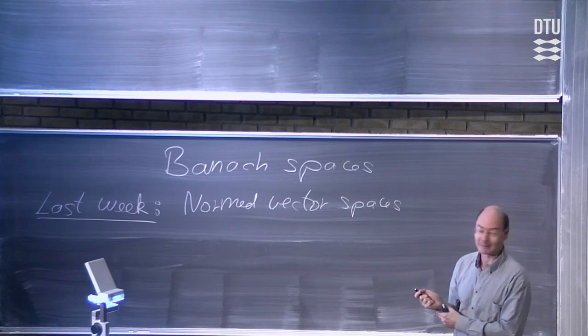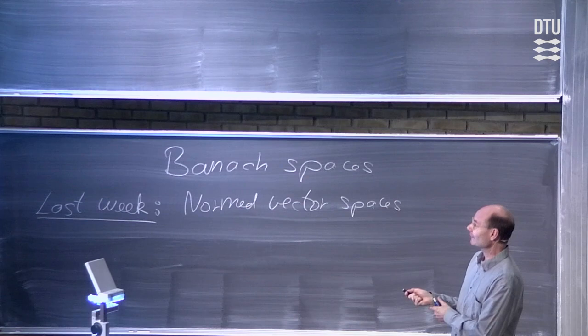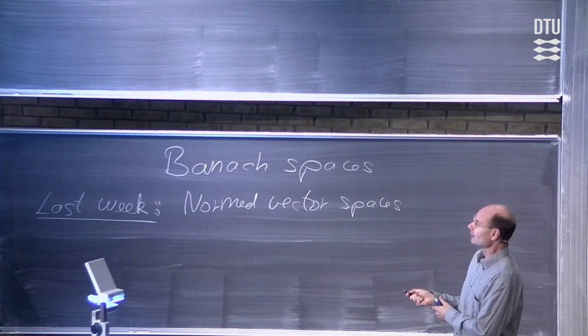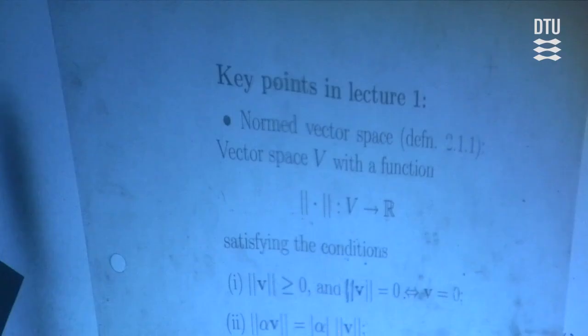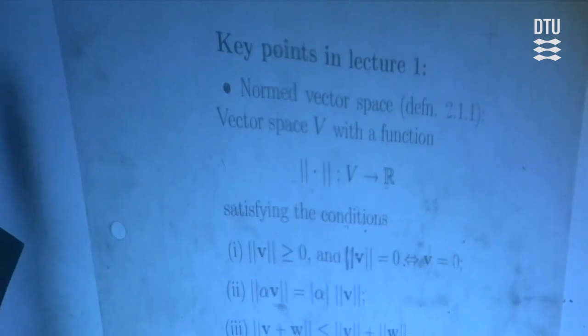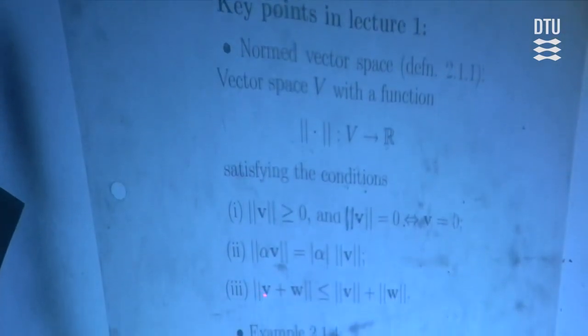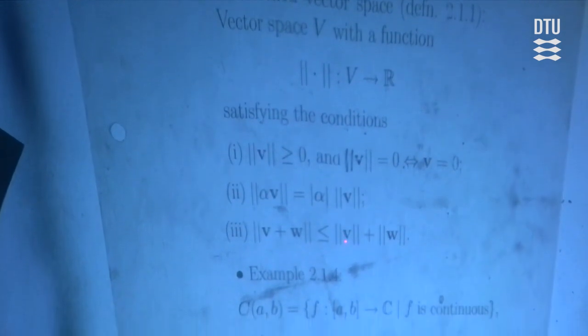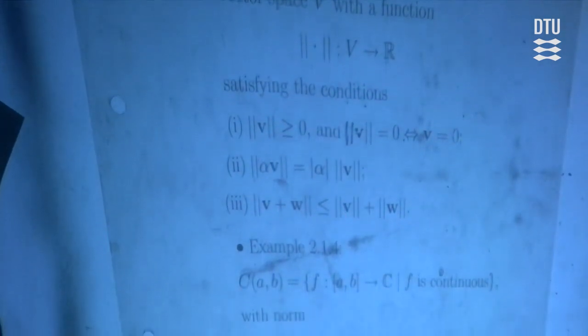The conditions on this mapping are that it should take values greater than or equal to 0. It should be 0 if and only if the element is 0. If you look at the value of alpha times a vector v, this should be the same as the absolute value of alpha times the norm of v. And then there's the triangle inequality, saying that the norm of v plus w is smaller than or equal to the norm of v plus the norm of w.